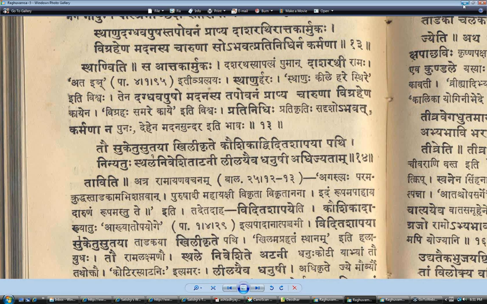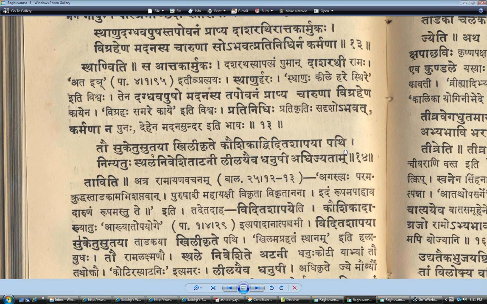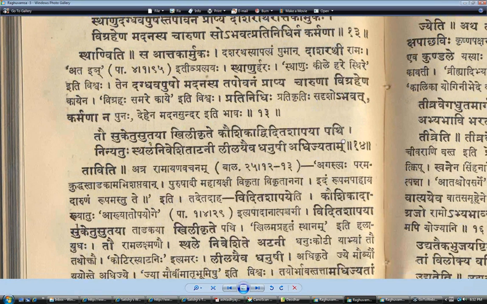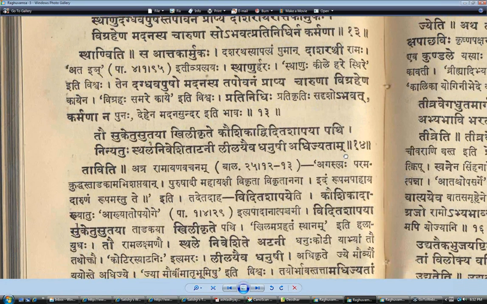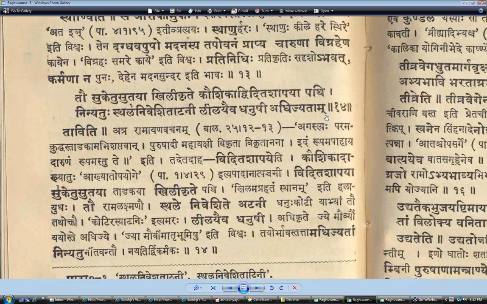Now for next class, you can read the next two shlokas at least, okay? And tau suketu sutaya, this is the Tataka Vadha that is going to come now. He's going to take up his bow, so try to get the verb, try to get some of these forms. It's interesting, there's a lot of grammar going on in the next one because he's used some grammar here.